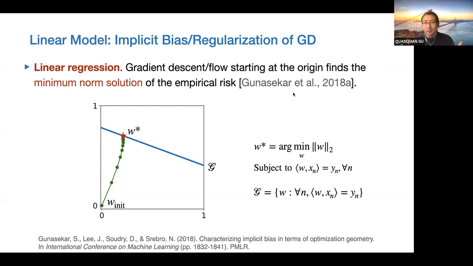For different geometry, you may have different implicit bias. So for gradient descent in the Euclidean space, this basically converges to the minimum norm solution subject to this equality constraint. So in other words, among all those linear predictors that will interpolate the training data, gradient descent will converge to the specific one which has the smallest L2 norm. So this is the first result about implicit bias for linear regression.